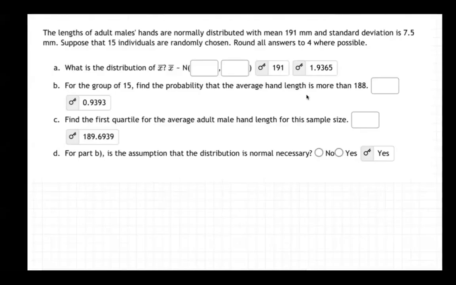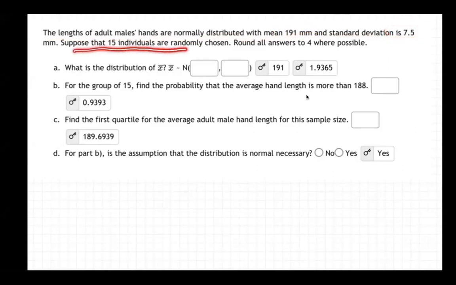Welcome to an example about the lengths of adult males' hands. They're normally distributed with mean 191, standard deviation 7.5. So how long is a male's hand? The average male's hand is 191 millimeters, but they're not all the same. There's a deviation of 7.5 above or below that.